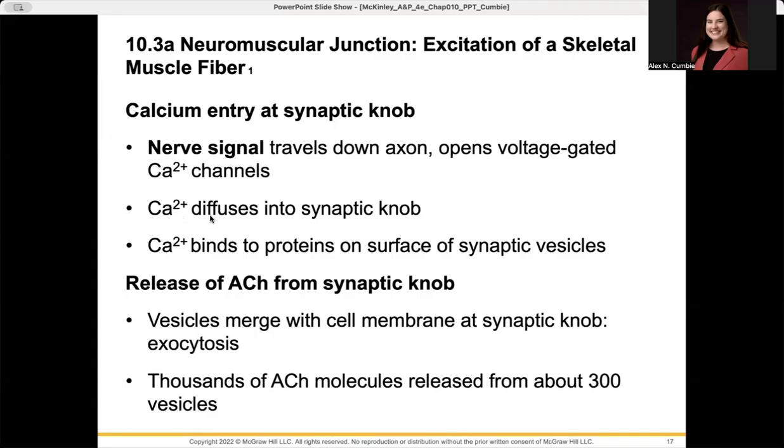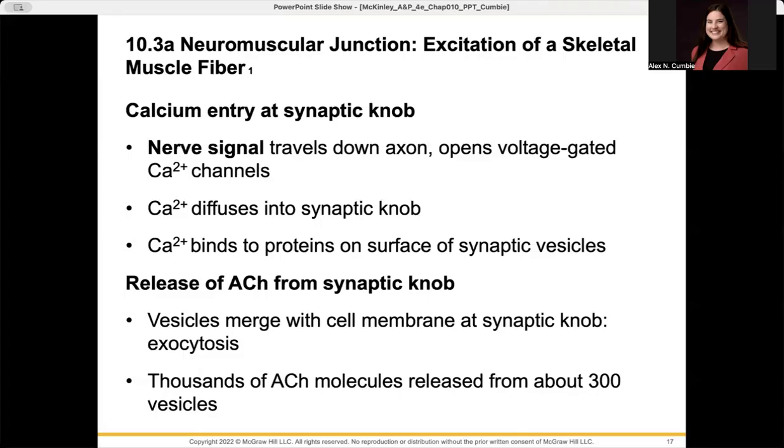Calcium is going to diffuse or flood into the synaptic knob, and it's going to bind to proteins on the surface of those synaptic vesicles. Again, those vesicles are just vehicles holding neurotransmitter. Since calcium is binding to those synaptic vesicles, it's going to cause those vesicles to merge with the cell membrane, and we're going to release our neurotransmitter, ACH. And that release is just called exocytosis.